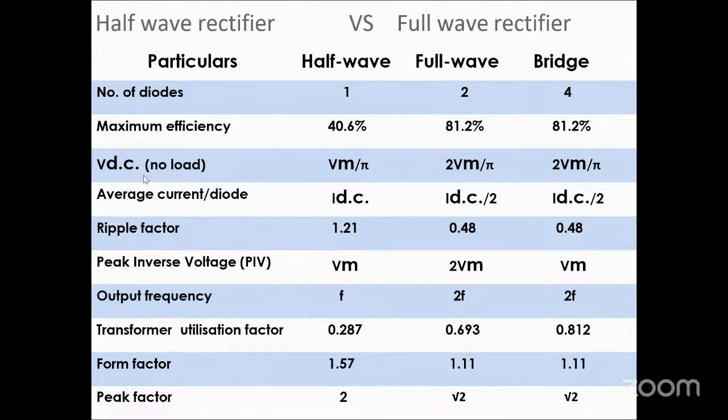Here VDC, the DC voltage, is Vm by pi, and IDC is Im by pi. Ripple factor, you can see here, is 1.21, whereas in full wave and bridge rectifier it is only 48%. Peak inverse voltage and output frequency are also double. Transformer utilization factor. Another one is the form factor, peak inverse voltage, peak factor.